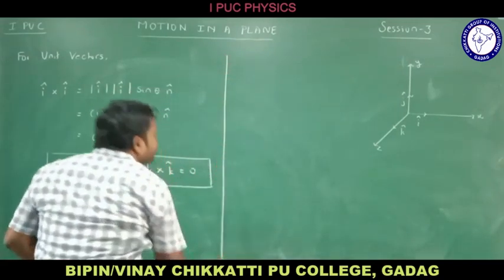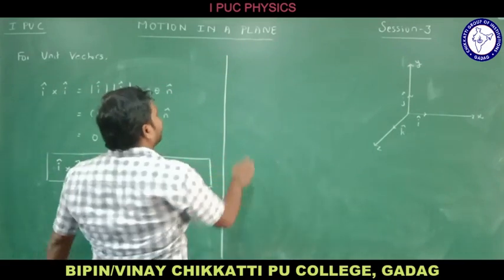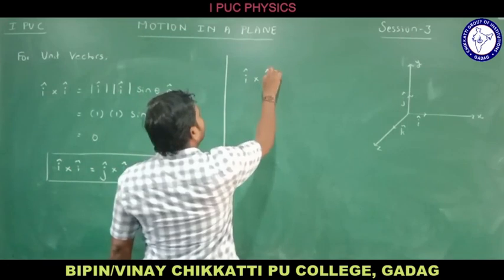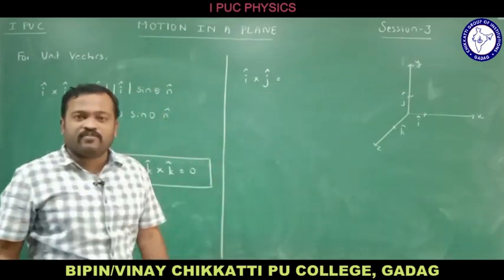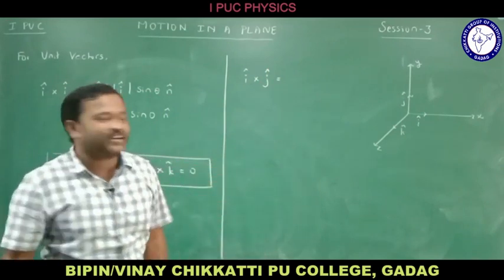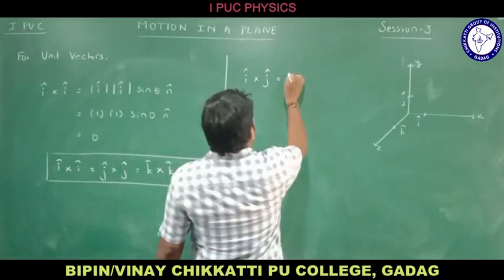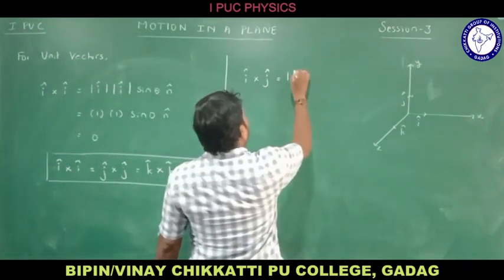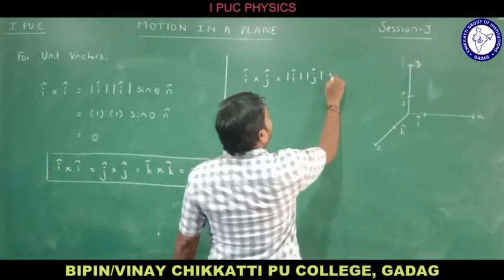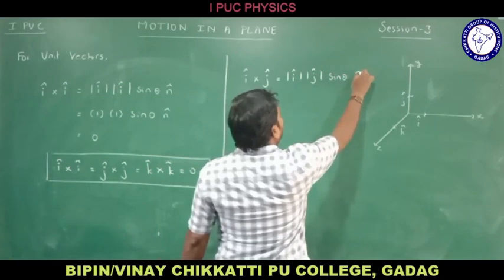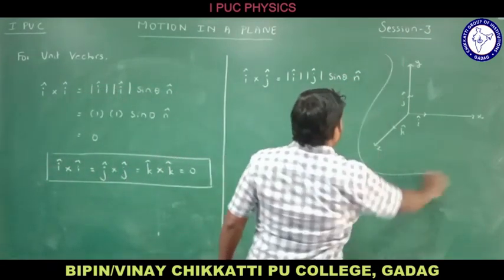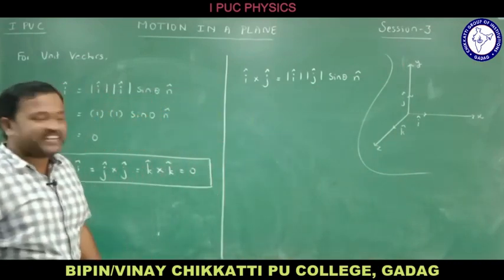Let me take I and J. First of all, I cross J. Again, what is the formula for A cross B? Modulus of A, modulus of B, sin theta, n cap. Let me take I cross J. That is modulus of I, modulus of J, sin theta, n cap. That is the formula, right?